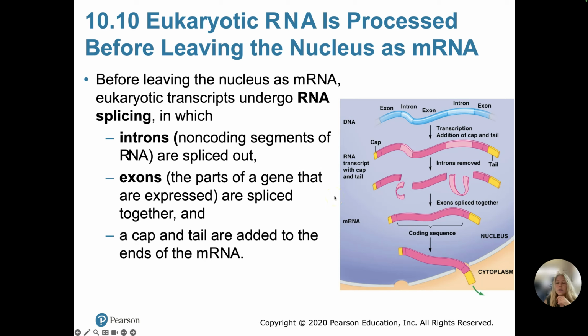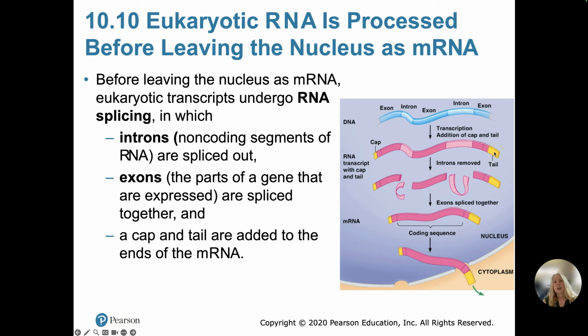The exons are then spliced together once the introns have been removed. So the introns, the light pink, are taken out. The dark pink sections need to then be attached together. And then the last thing that happens is a cap and a tail are added to the ends of the mRNA. And this actually happens up here in this image. We have the yellow cap there and then the yellow tail at the end.